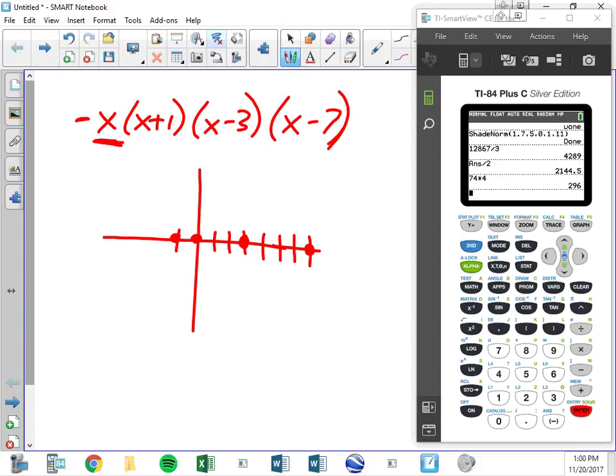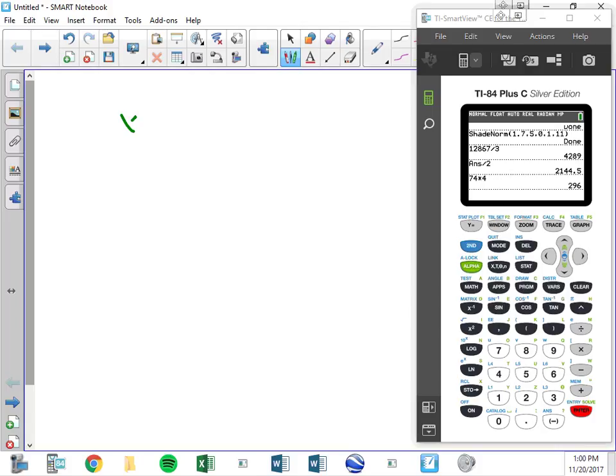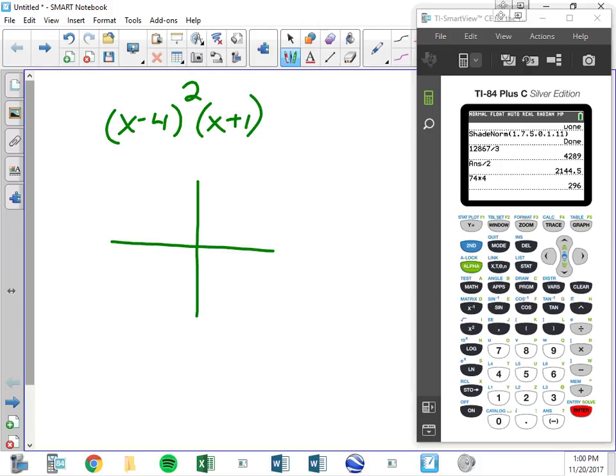Okay. Does this graph start from the top or the bottom? Well, it's an x to the fourth, so it's a W. So it's going to start at the bottom and end at the bottom. So something like this. Right? Okay. What about this? What is that going to look like? Positive 4, negative 1.